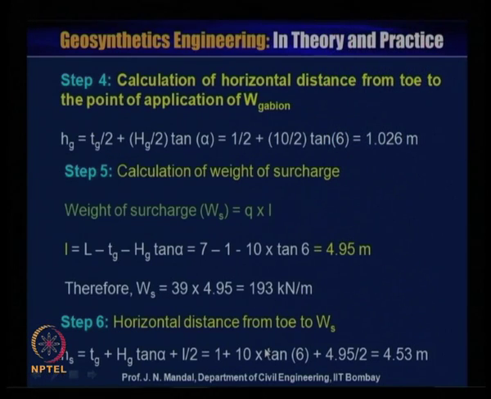Now step 4, calculation of the horizontal distance from the toe to the point of application of W gabion. So Hg is equal to Tg by 2 plus Hg by 2 into tan alpha. This equation was also shown earlier. So Tg is 1 divided by 2 plus Hg 10 divided by 2 times tan 6. So this will give Hg as 1.026 meter.